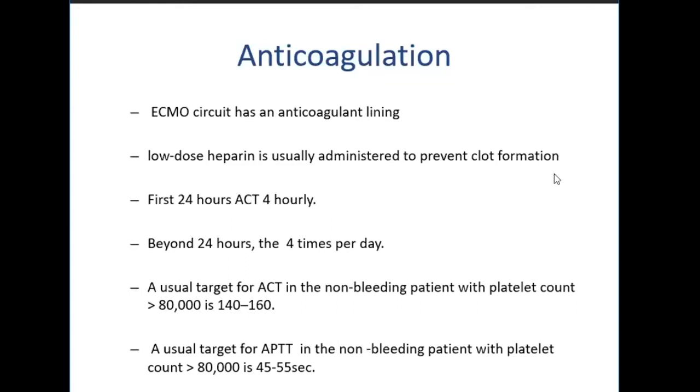For the first 24 hours, you should monitor the ACT. The ACT is the activated clotting time, which is used for monitoring ECMO clotting, and it should be checked 4 hourly. Beyond 24 hours, we can do it 4 times a day, or even decrease it to twice a day. The target ACT should be around 140 to 160, and the target platelet count should be more than 80,000. Every day you should also do an APTT and keep it between 45 to 55 seconds. This is how you monitor the anticoagulation, and the anticoagulant of choice used in ECMO patients is unfractionated heparin.